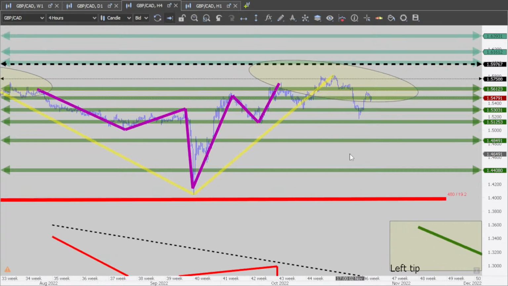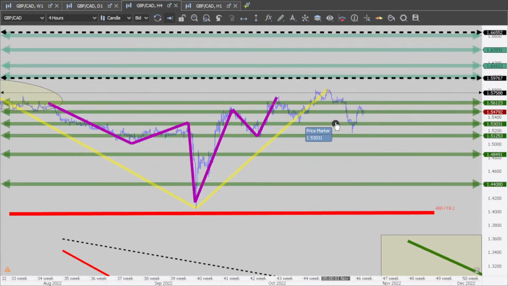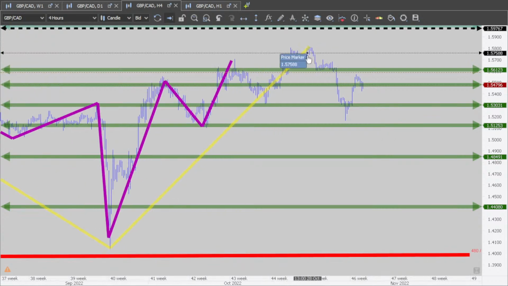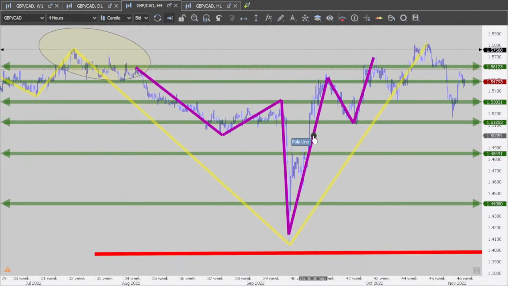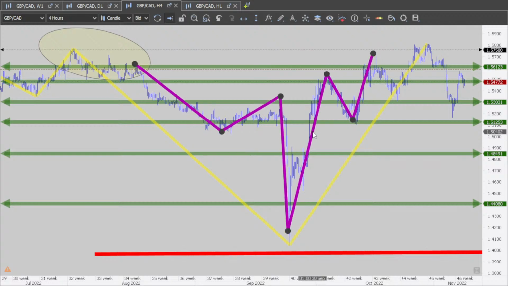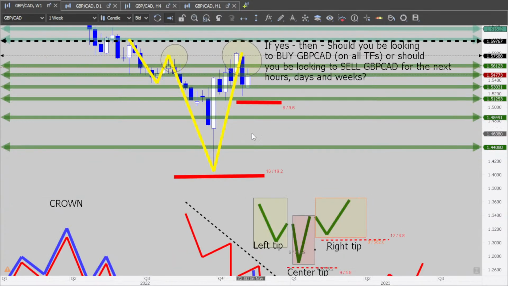Okay, now how are we going to make pips and money on GBP CAD? This is the right tip. Okay, this is just for the purpose of the lesson, everybody, of the stream, for you to get an understanding and get conscious. You had this crown on the 4 hour chart too, but out. We're talking about this one, right?